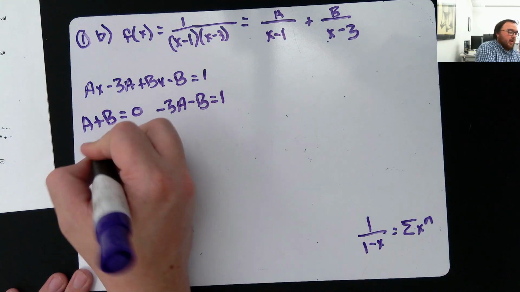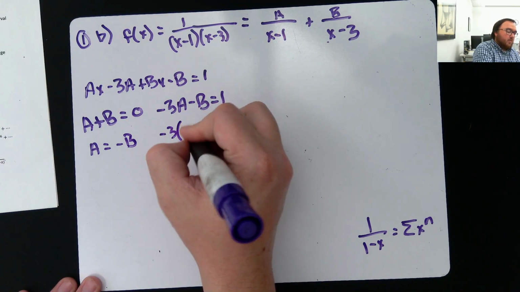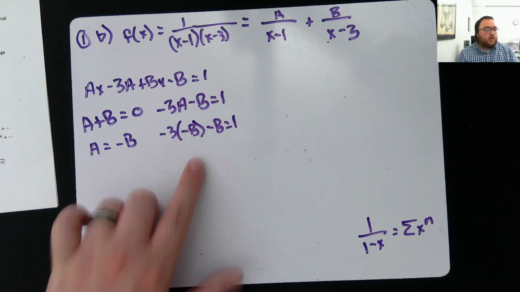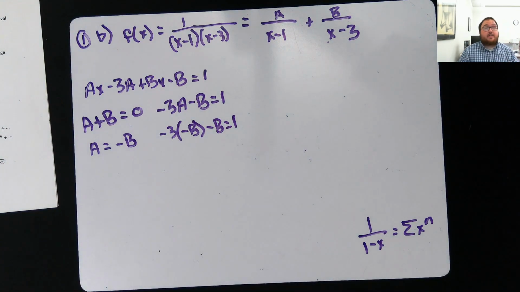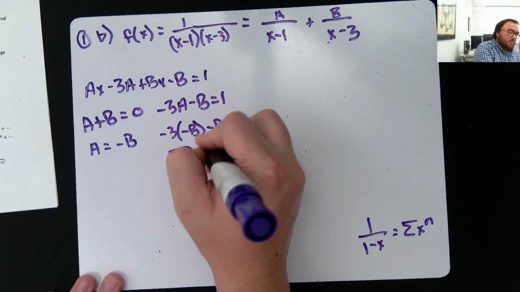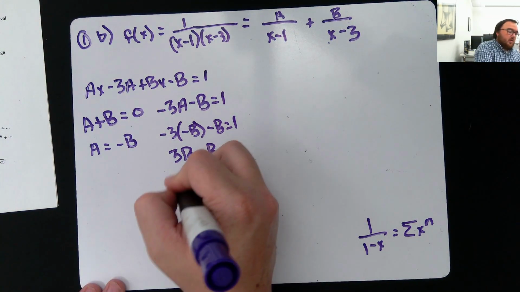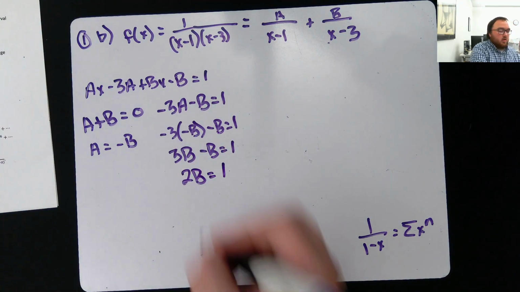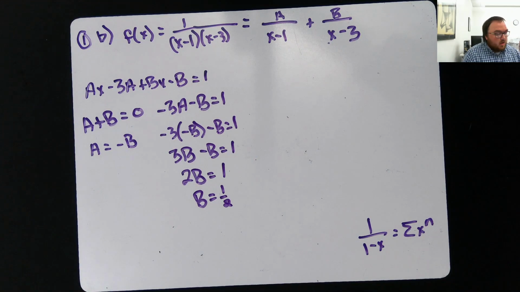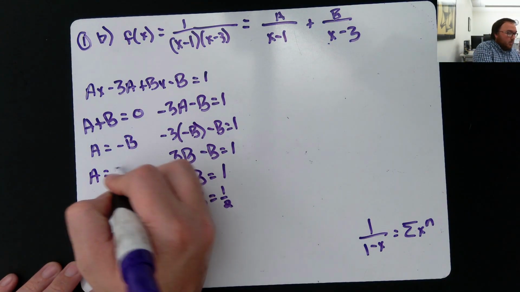Subtract b gives you a equals negative b. So this means negative 3 times negative b minus b equals 1. Negative 3 times the negative b is going to be positive 3b, minus b equals 1. 3b minus b is 2b equals 1, which means b is equal to 1/2. Plug that back in here, gives me a is equal to negative 1/2.